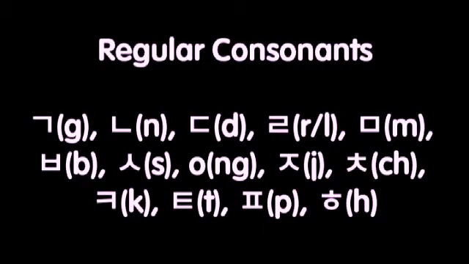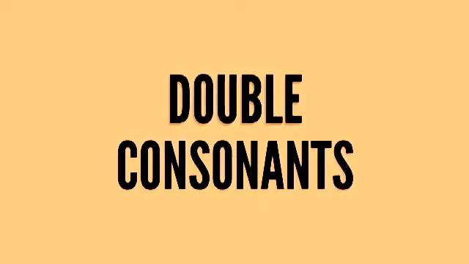Here is the summary of the regular consonants discussed on this video. Giok, Niun, Dikut, Real, Mium, Biop, Siot, Ieung, Jiot, Chiut, Kiok, Kiut, Piep, and Here. Now let's proceed to the double consonants of Hangul.